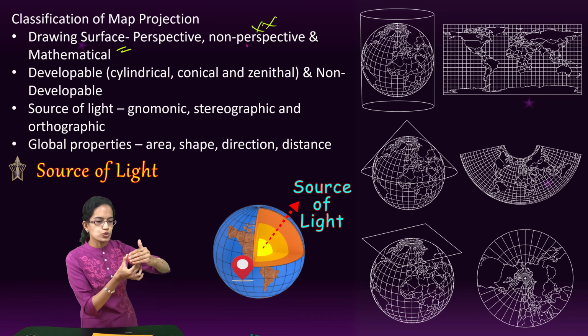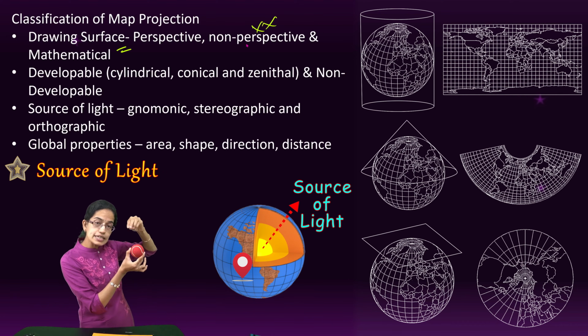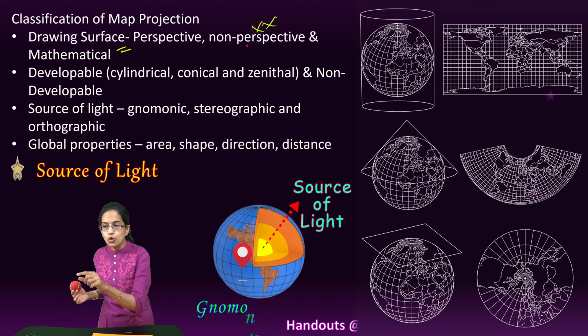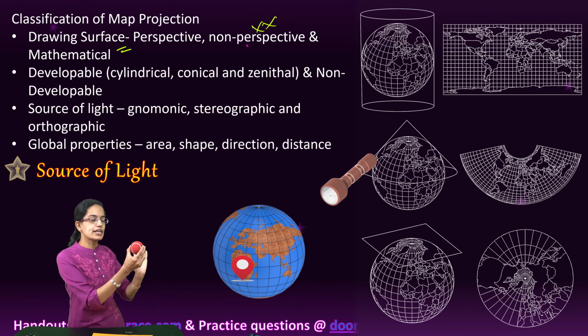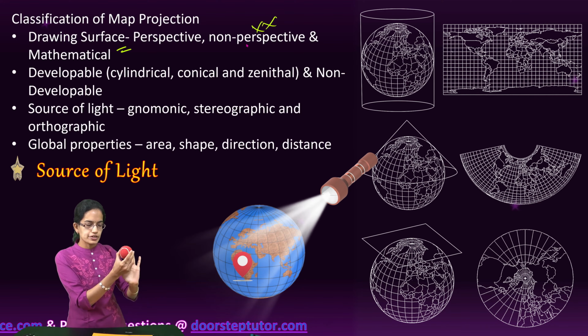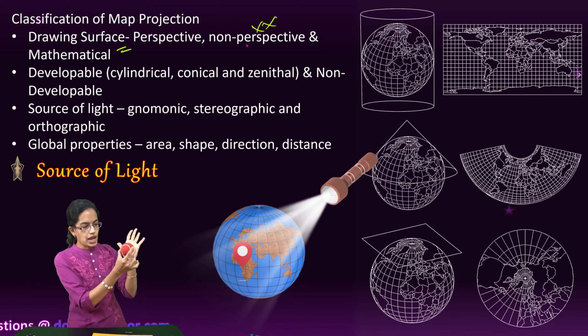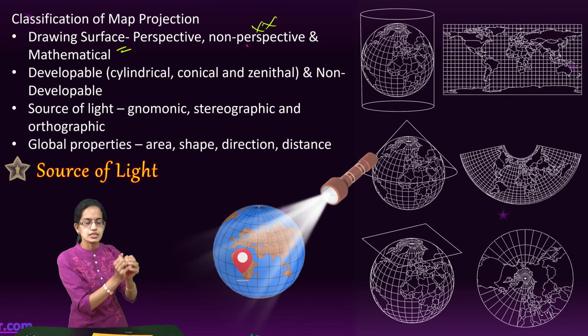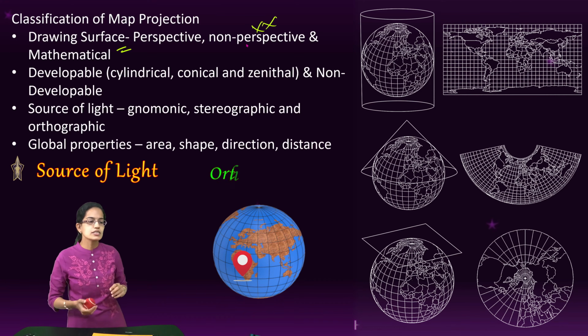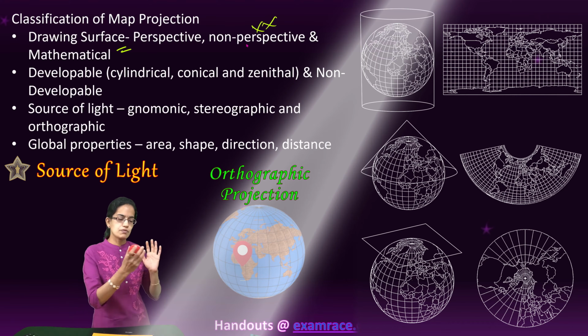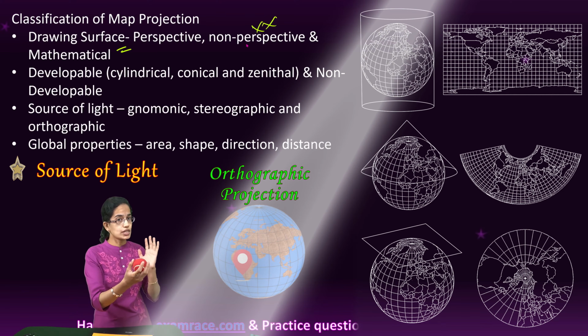Now, the first source of light, which I say is in the center of the globe, gives the gnomonic projection. The next is when the light source is diametrically opposite to the region that I am trying to trace. In that case, I have the light from here trying to trace the other region. That would be known as the stereographic projection. And the last one here is the orthographic projection, where the light source is actually coming from infinity. So those are the important types of projections and the classifications of projections that we have seen.